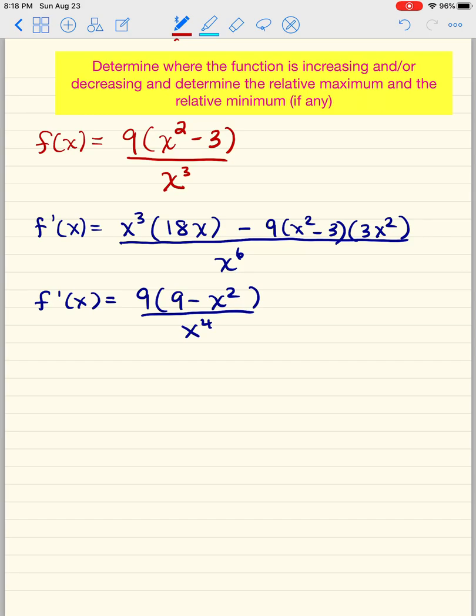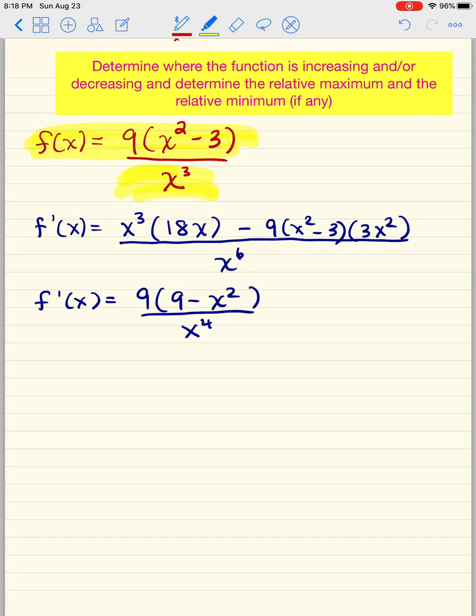Great, so I wrote here, determine where the function is increasing and or decreasing, and determine the relative max and the relative min, if any. So my first thing that I have here is my function, and this is going to be 9 times x squared minus 3 over x to the third.